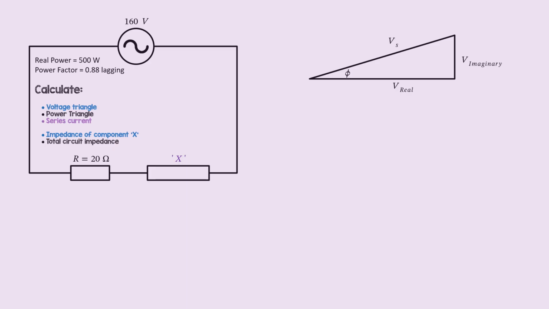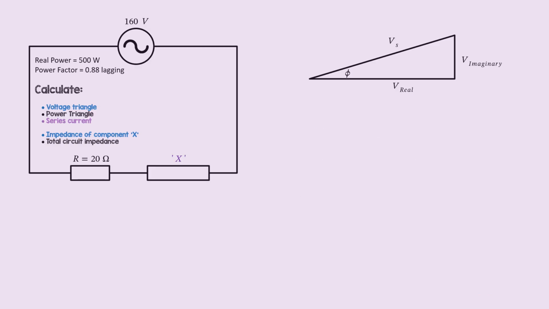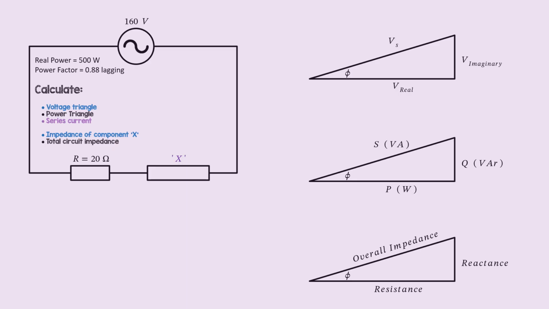It shows the supply voltage Vs, the imaginary voltage which is across the inductor, and the real voltage which is across the total resistance. From trigonometry, the hypotenuse is the adjacent side divided by the cosine of the phase angle phi. The adjacent side is the cosine of the phase angle, which is the power factor, multiplied by the hypotenuse. Then we can use Pythagoras to find the opposite side of the triangle, the inductor voltage or imaginary voltage. The triangle is the same shape with the same phase angle whether it's the voltage, power or impedance triangle. They are all mathematically similar.